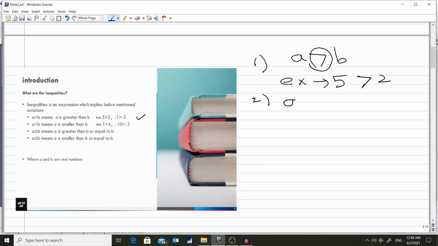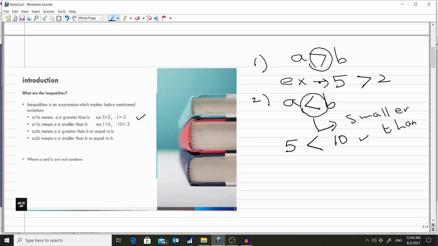In that case, it's given as a < b. This expression is read as a smaller than b. As an example, we can take 5 is smaller than 10. It's one example for this particular inequality expression. Another example we can take is minus 5 is smaller than minus 2. Okay, this is the second example for this one. Let's move on to the third one.